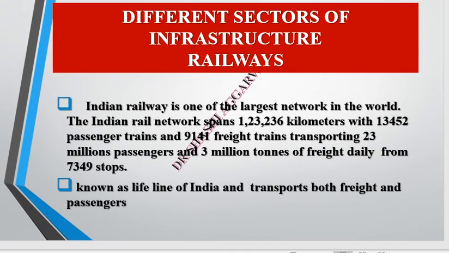Indian Railway is one of the largest networks in the world. The Indian Railway network spans 1 lakh 23,236 kilometers with 13,452 passenger trains, 9141 freight trains, transporting 23 million passengers and 3 million tons of freight daily from 7349 stops. It is known as the lifeline of India. It transports both freight and passengers.